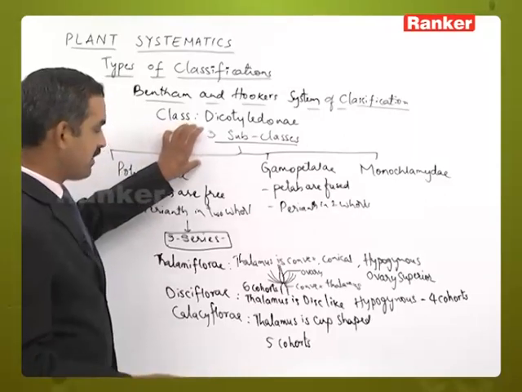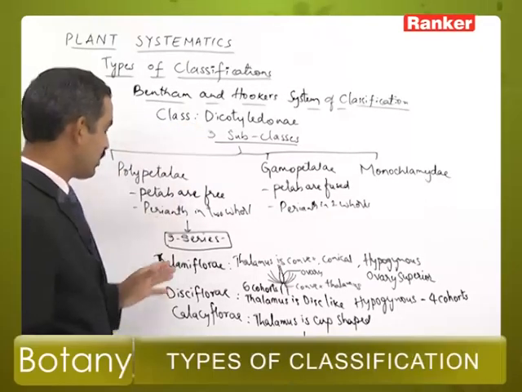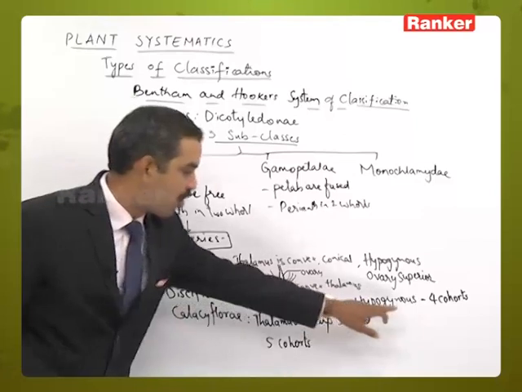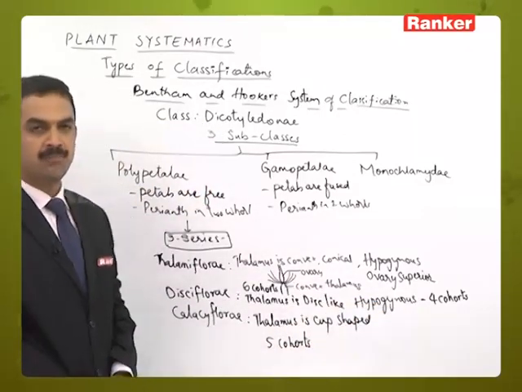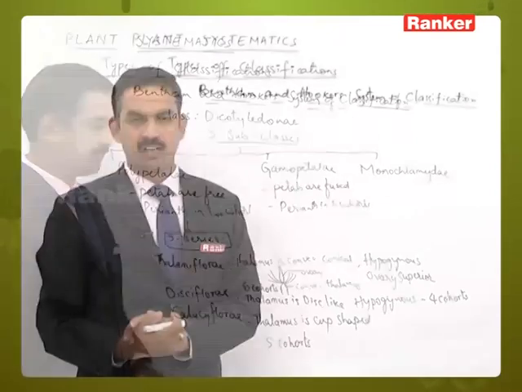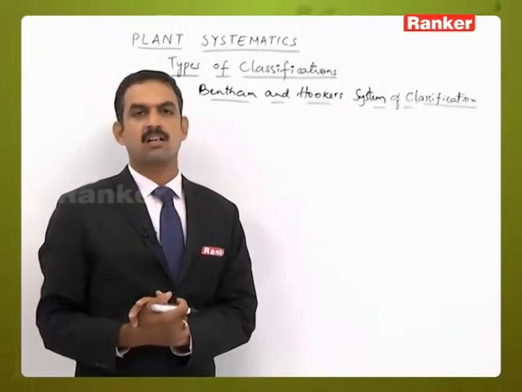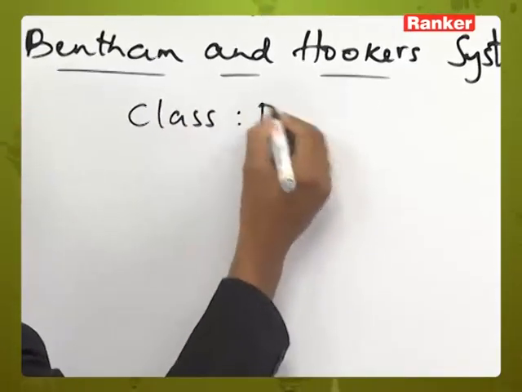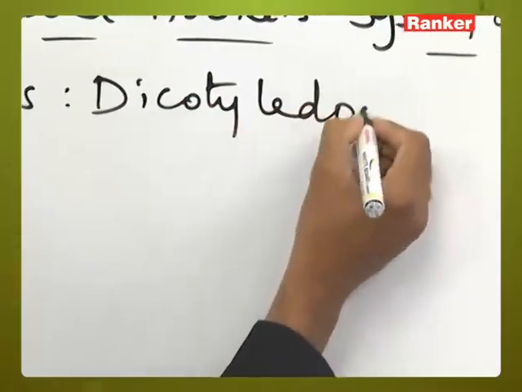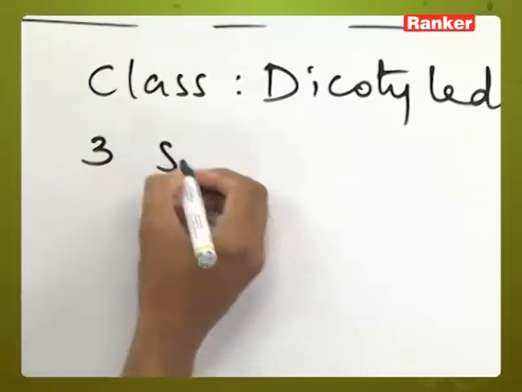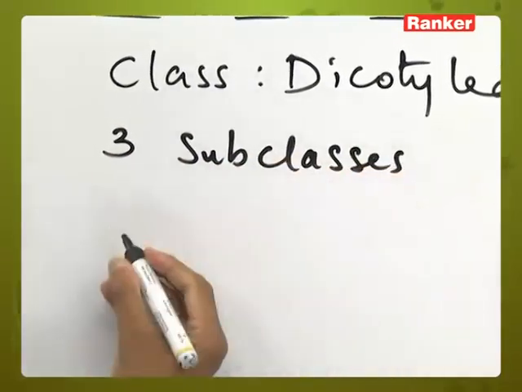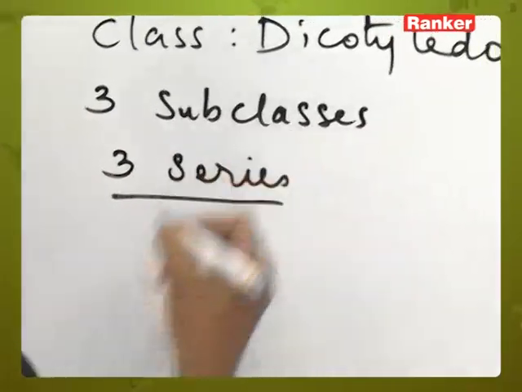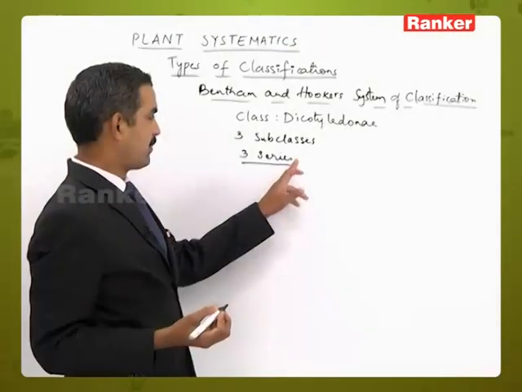So in Dicotyledonnae, a total of 3 subclasses are there, 3 series are there, and 6 plus 4 plus 5, a total of 15 cohorts are present in the Dicotyledone. Class Dicotyledone contains 3 subclasses, 3 series and 15 cohorts. So, class Dicotyledone contains 3 subclasses, and 3 series are present in the first subclass.